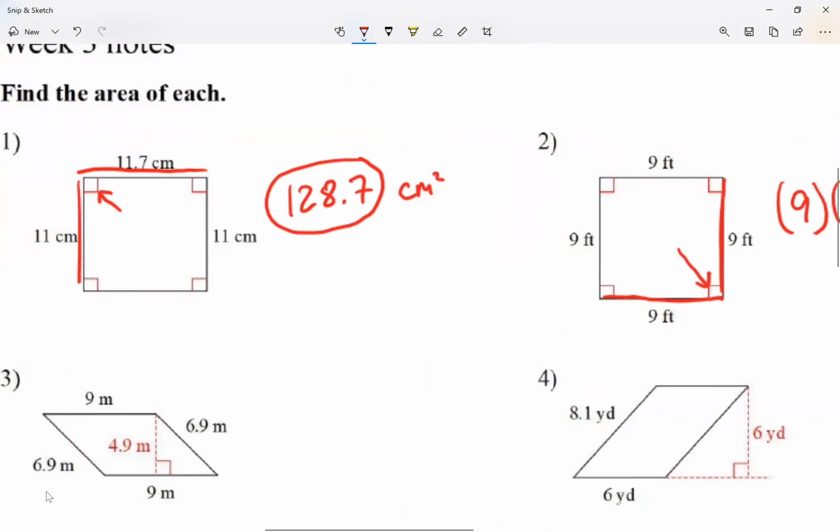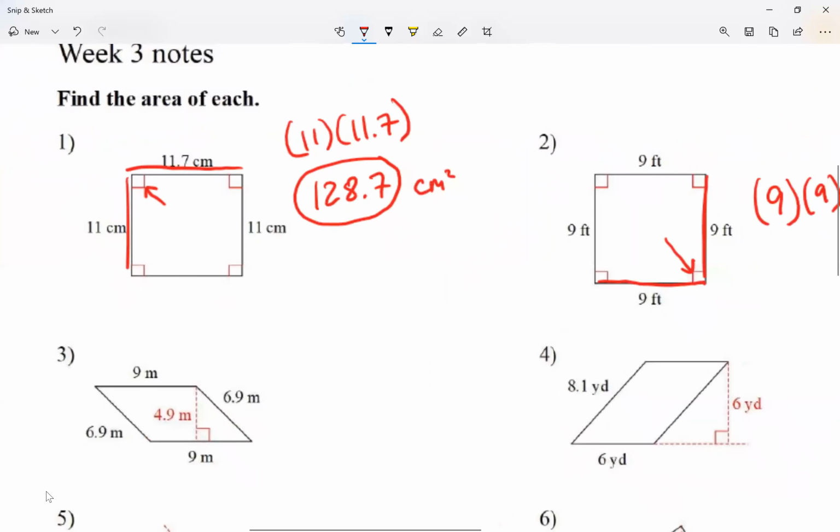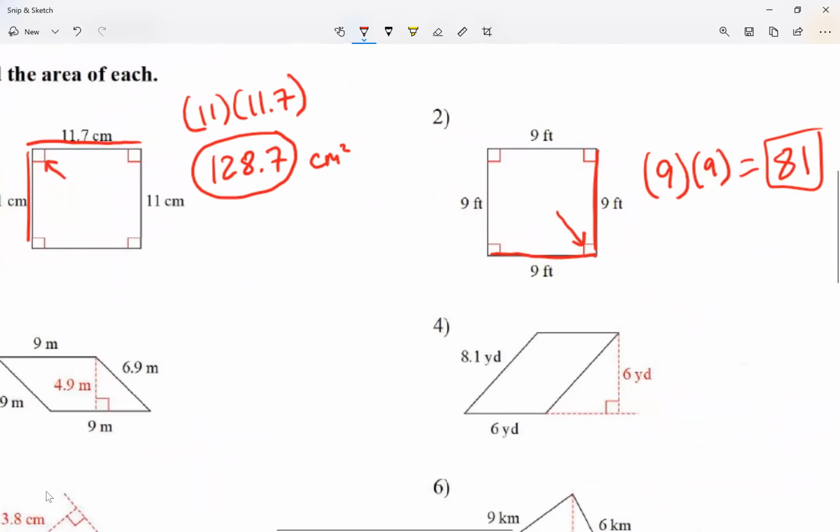So let me come back to number 1. And let me just go 11 times 11.7. And that's how I got the 128.7. So for rectangles, it's not that bad. Just multiply the two numbers that make the 90-degree angle.